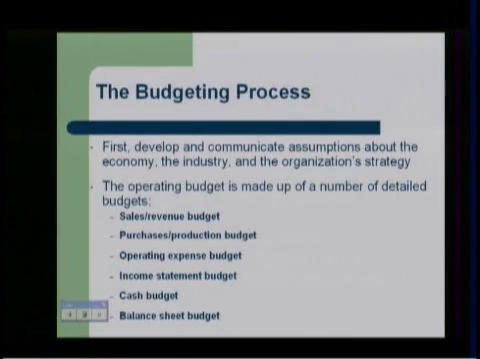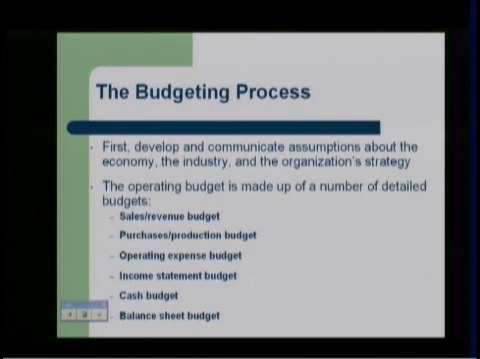In the budgeting process of a company, everything starts with a sales budget. That's the first piece in any budgeting process, a sales or revenue budget. The next step then, once you have a sales or revenue budget, you'll have a production or a purchases budget. Once you have that, then you can do your operating expense budget, your income statement, cash, and balance sheet budgets.